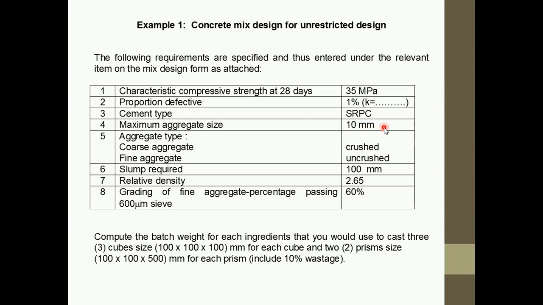Aggregate type: we have coarse aggregate, crushed, and uncrushed fine aggregate. The slump requirement is 100 mm. The relative density is given as 2.65, and the grading of fine aggregate, the percentage passing through the 600 micrometer sieve, is 60%. Then you need to compute the batch weight for each ingredient that you will use to cast 3 cube size and also 2 prism size, including 10% wastage. Okay, so first step.